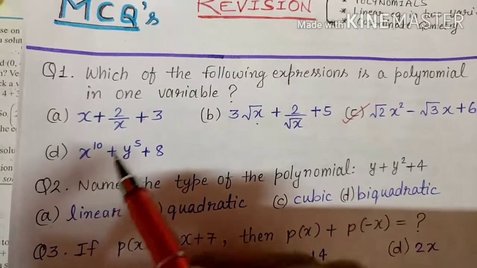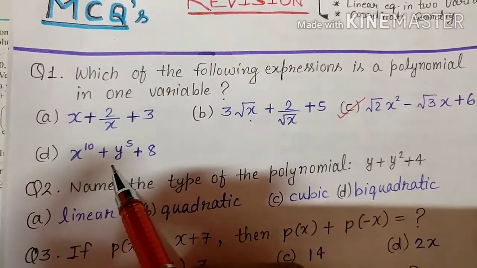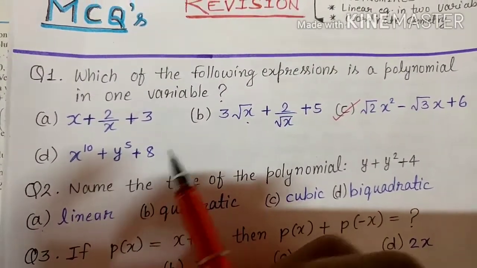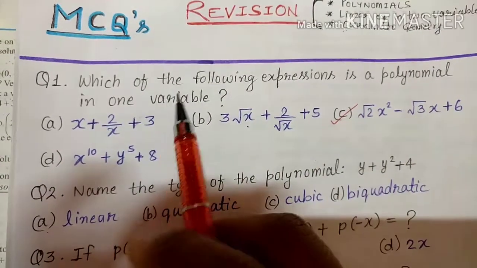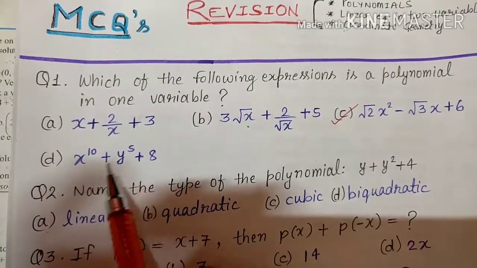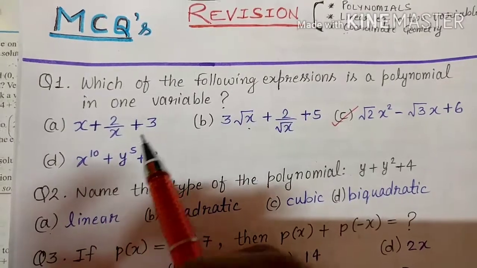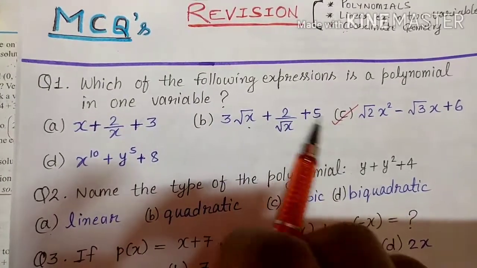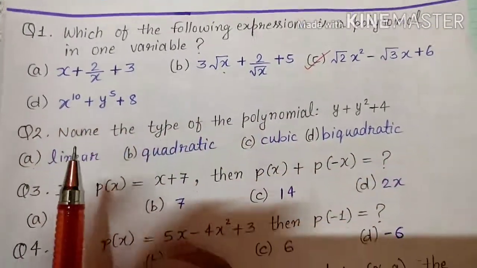Part D, also check: x raised to the power 10 plus y raised to the power 5 plus 8. As we are talking about a polynomial in one variable, here you can see x and y, two variables are there, so this option can't be the answer of this question. So we found our answer, that is part C. Okay, now move to question number 2.